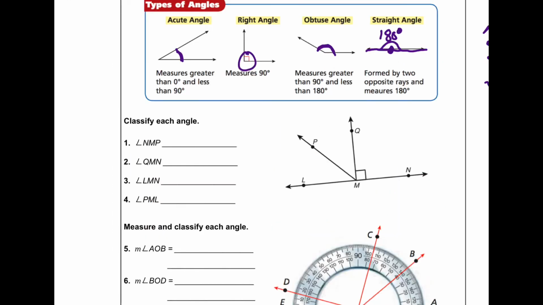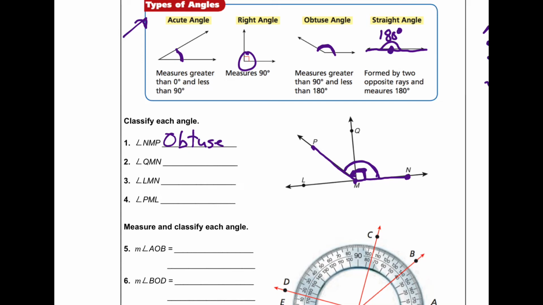All right, when the directions say to classify each angle, it means we're going to say what is the type of angle that it is. So if we look at angle NMP, we're talking about this angle because we start at N, go to M, and then up to P. So this is going to be angle NMP. And we go ahead and take a guess on this one. And this one's going to be an obtuse angle. And we know that because it's greater than 90. We have the 90-degree symbol right here, and it's a little bit more than that, so it has to be obtuse.